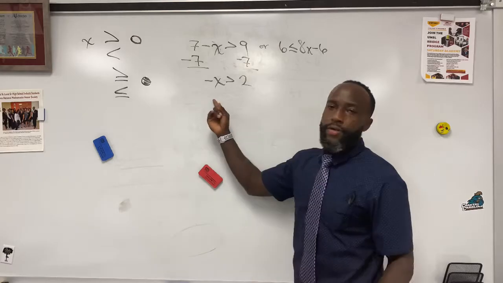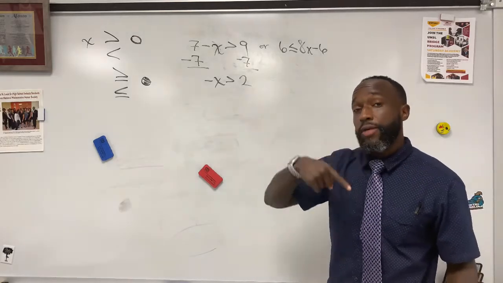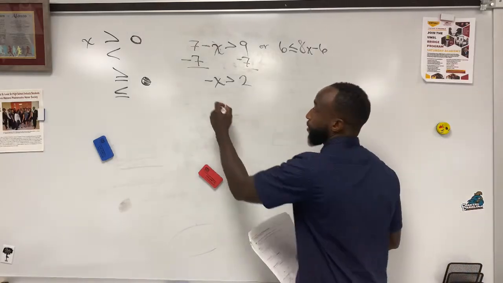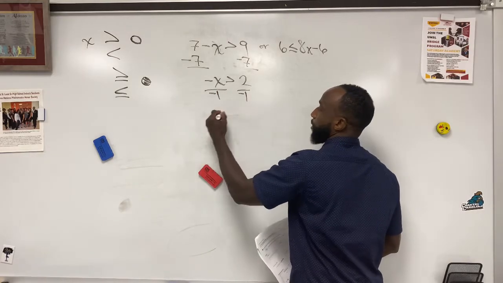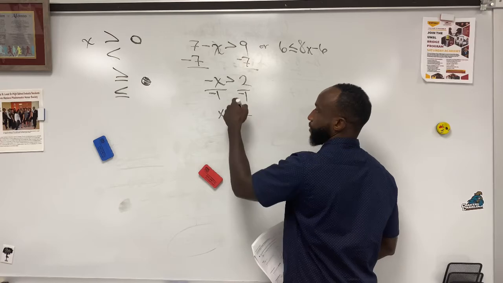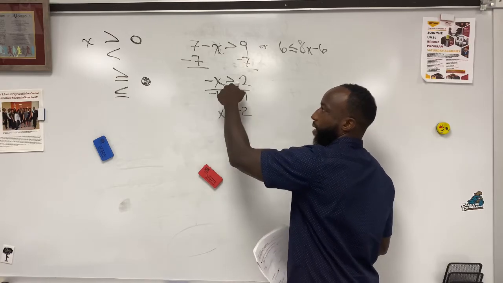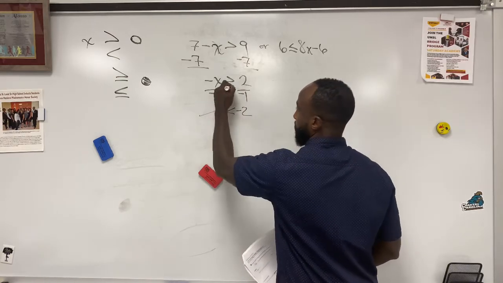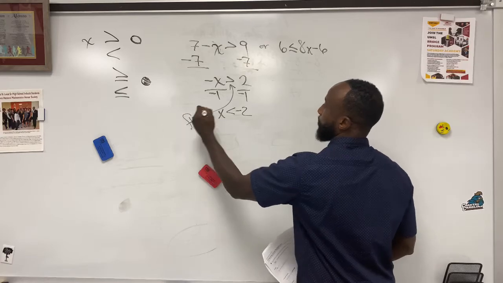You already see what's going on. Since the variable is negative, that means we're going to end up having to divide by negative. So we're going to divide both sides by negative 1. When you divide, you're going to get x is less than negative 2. When you divide by negative, you flip the signs. We flipped it, right?